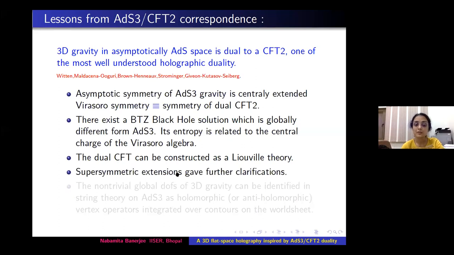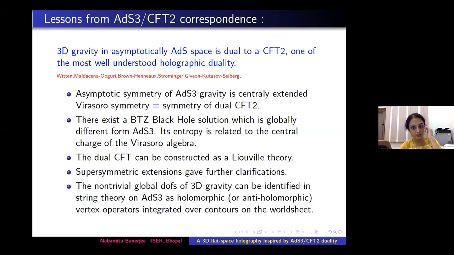Point four, supersymmetric extensions of this duality can also be performed. I mean, not just gravity in asymptotically AdS space, but if you have its superpartners, then the corresponding dual theory, their symmetries and their solutions, everything is much better understood in this case. And another very important point is the following: the non-trivial global degrees of freedom of 3D gravity can actually be identified in a string theory on AdS3 as the holomorphic or anti-holomorphic vertex operators integrated over quantities on the worldsheet.